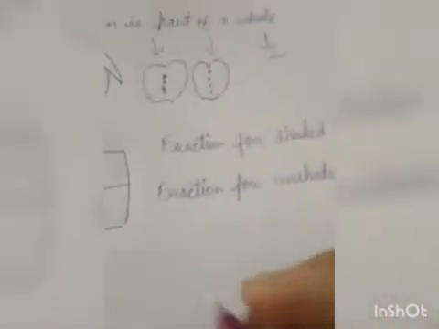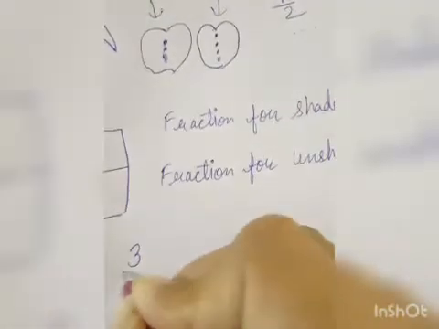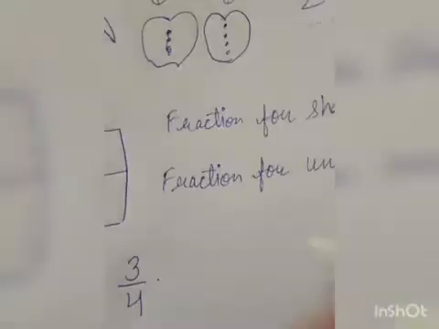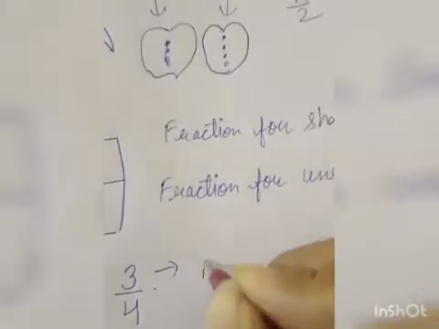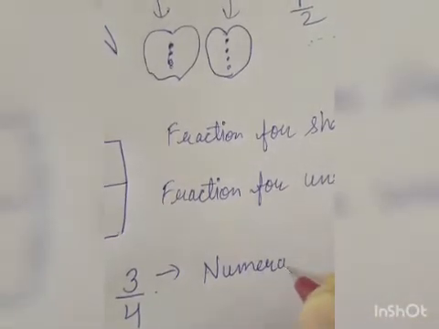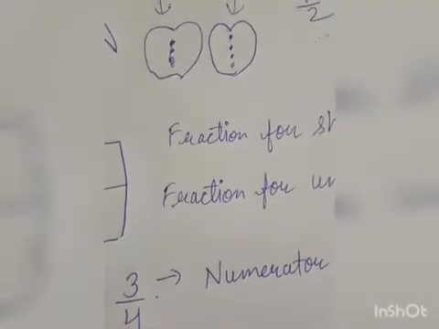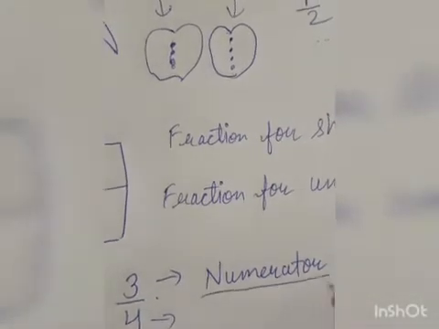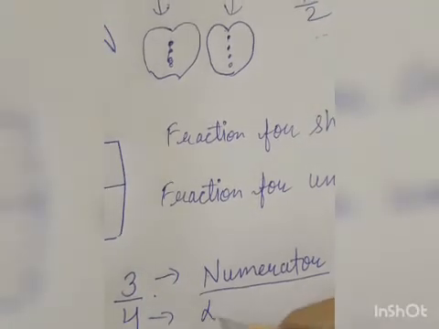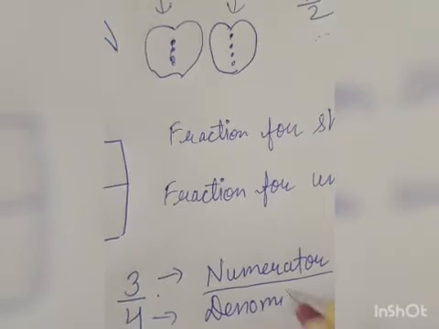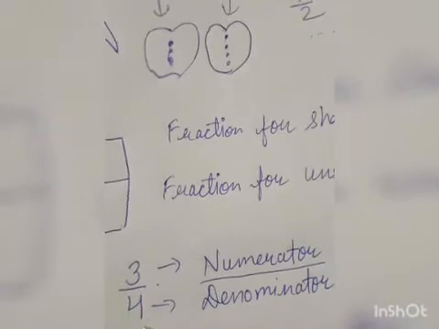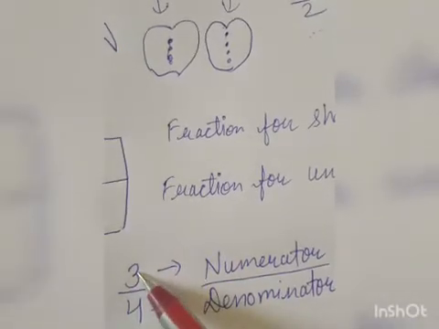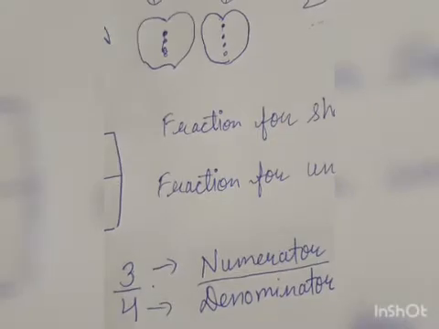Now what do we mean by that? Suppose I have a fraction 3/4. So what do we call that? The number which is given above is known as the numerator, and the number which is given below we call the denominator. This is the numerator and that is the denominator in a fraction.